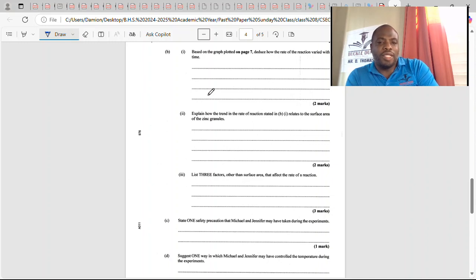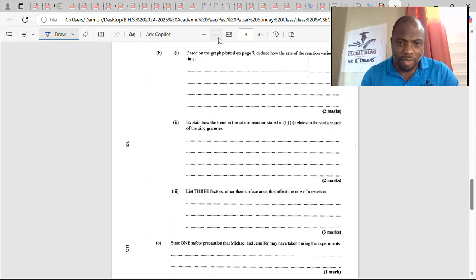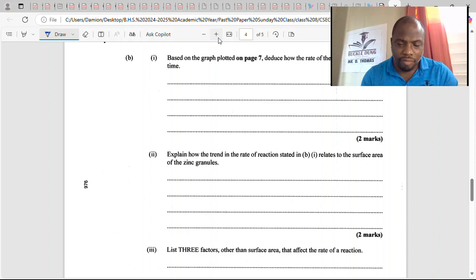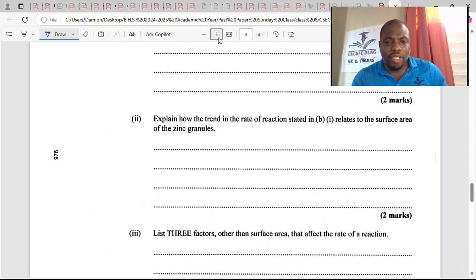Explain how the trend in the rate of reaction stated relates to the surface area of the zinc granules. Sir, can you zoom in a little bit more, please? Oh, sorry, let me bring it back up. Explain how the trend in the rate of reaction stated in B relates to the surface area.